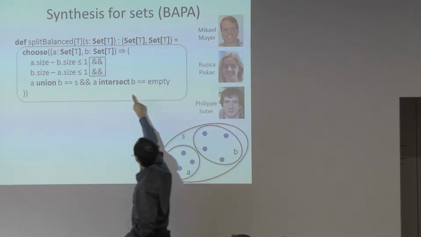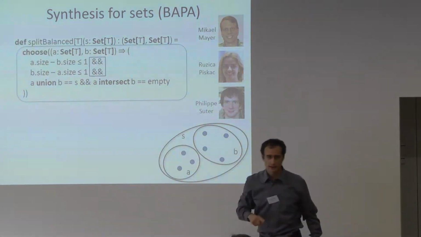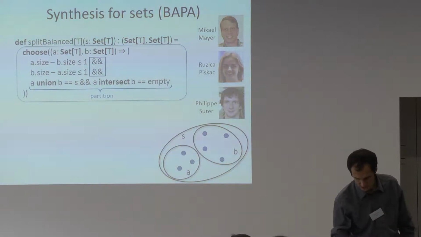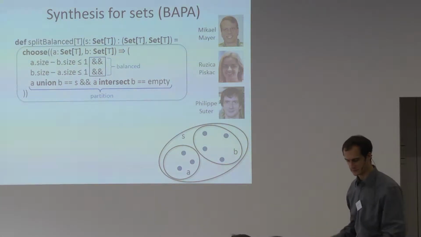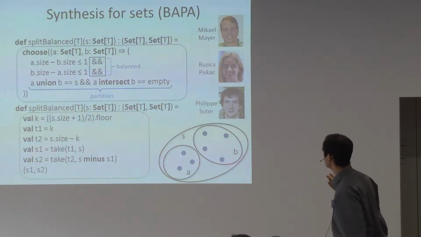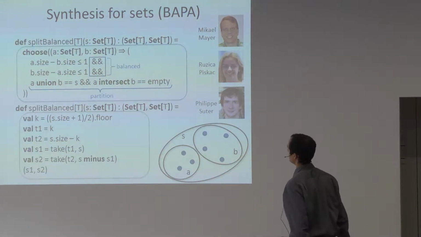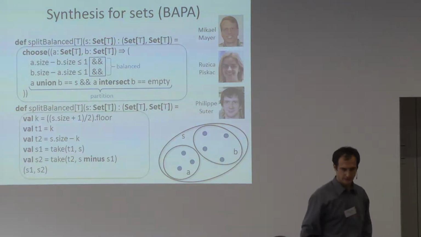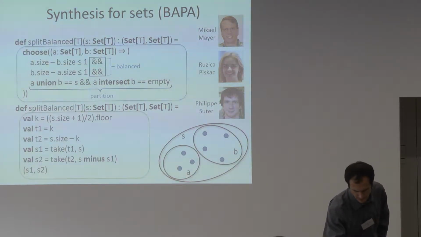Right? Union is equal to a given set, and intersection is empty. And the first two lines are saying that it should be a balanced partition. So one thing says that it's partitioned, the other one says that it's balanced. And of course, being able to conjoin these two orthogonal concepts seems useful. And so you get as a result a simple splitting function in this case.